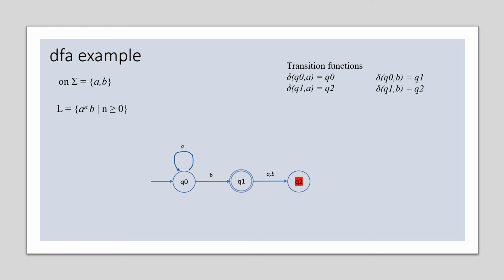And then because this is a DFA, I need to define every symbol from every state. So I also have to say what happens if I'm in Q2 and I get an A or a B. So this is the DFA for that example.